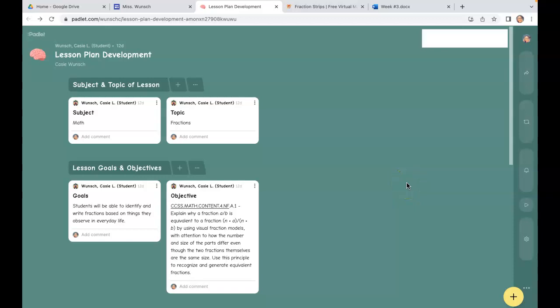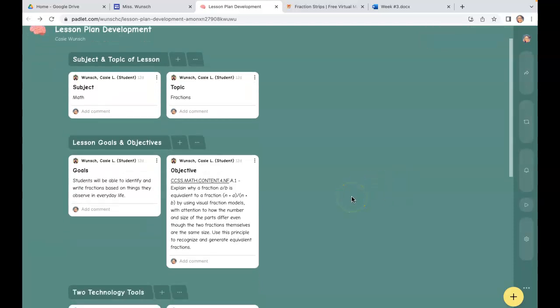For my Padlet lesson, I chose to do a math lesson on fractions. The goal for the lesson was that students will be able to identify and write fractions based on things they observe in everyday life.